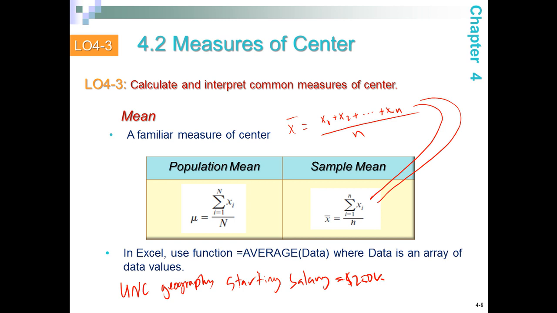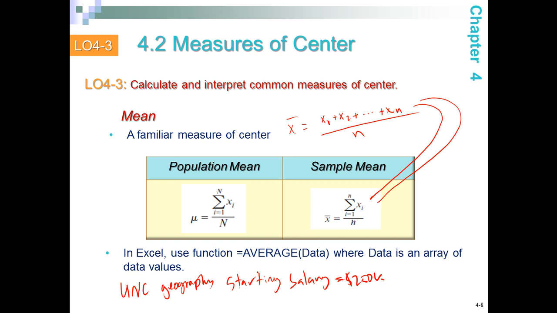Well, it turns out that there was one UNC geography major that had a starting salary of around, by the time they graduated, around $60 million a year, and everybody else had starting salaries in the $30, $40, $50,000 range. And so you might say, well, who was that one person? Well, his name was Michael Jordan, and he majored in geography.